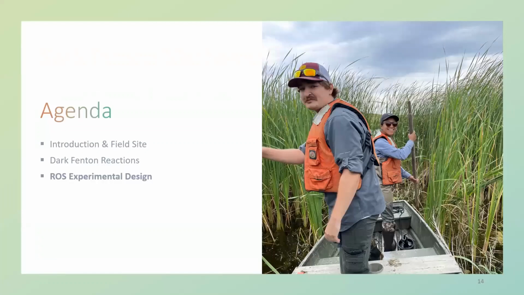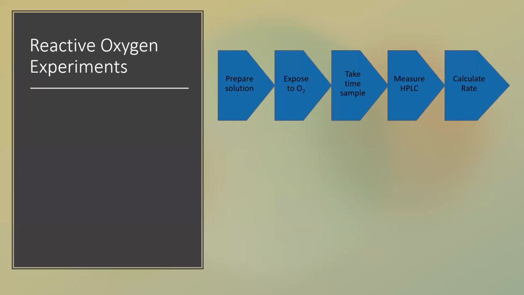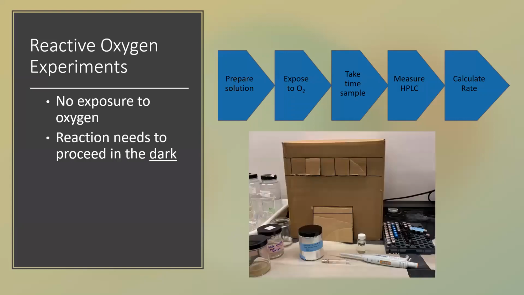Okay, so the last part of my presentation is going to go over the experimental design of my reactive oxygen species experiments. There are a couple of key requirements for this. The first is that there is no exposure to oxygen before the reaction starts. The second is that the reaction needs to proceed in the dark. And the third is that oxygen needs to enter the enclosure.